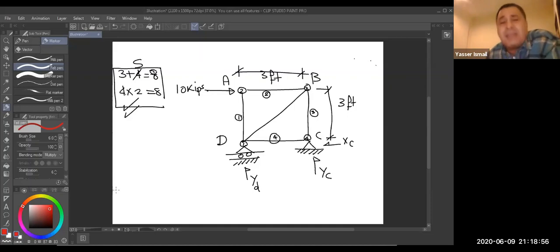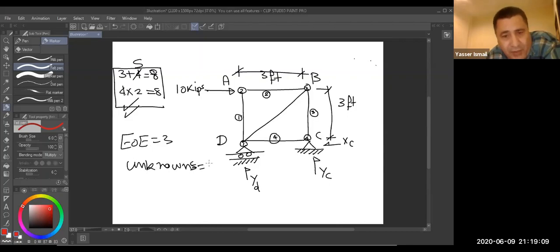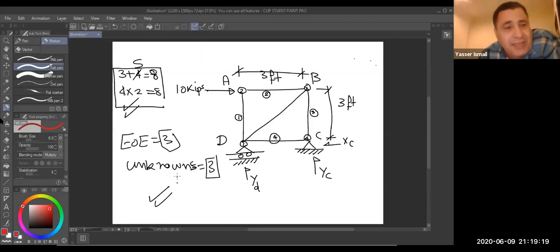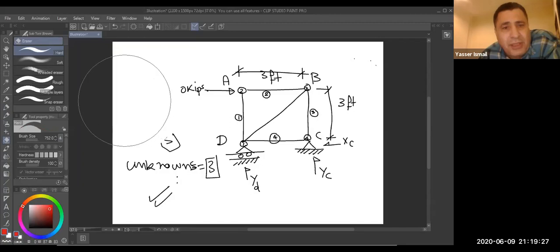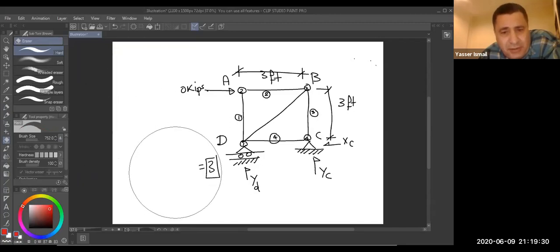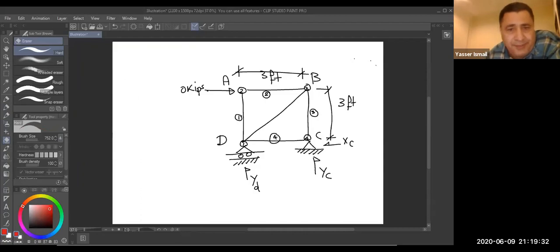This is stable, statically determinate, because the equations of equilibrium are 3 and I have 3 unknowns. You have 3 equals 3, that means statically determinate and stable. Okay, first you get the reactions. You have to get the reactions for any particular structure analysis question, unless you already have them. This is 10.